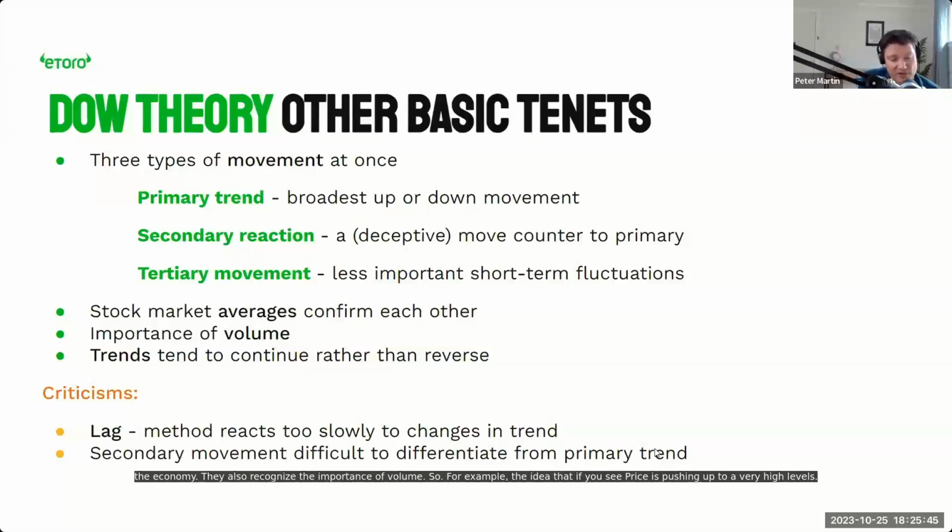So, for example, if you see prices pushing up to very high levels, but the volumes being traded on the exchange are actually low, that might be a signal that things are a bit overdone or overextended. And if you see that when the market drops, the volume picks up, that might be a sign that in the case of an uptrend, it's actually close to an end or a reversal.